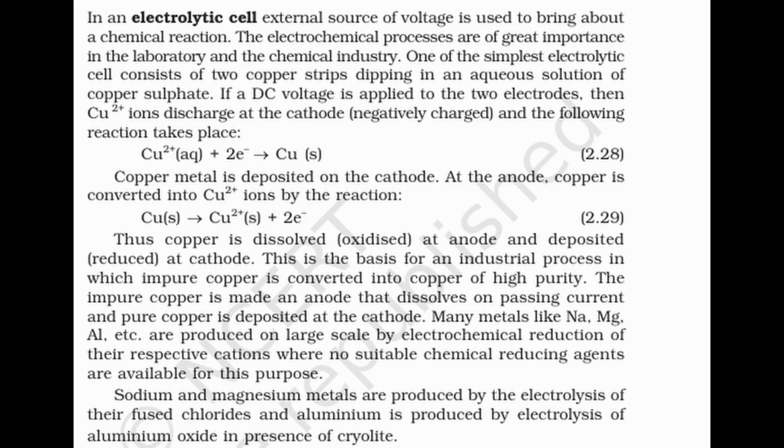This principle is used industrially for the purification of copper. Impure copper is made the anode, and pure copper is used as the cathode. On passing current, pure copper gets deposited on the cathode, while impurities either remain in the solution or settle as anode mud.